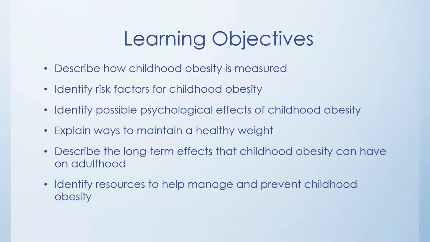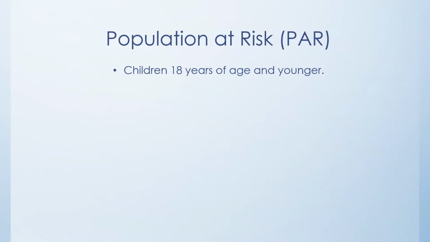Describe the long-term effects that childhood obesity can have on adulthood, because unfortunately, childhood obesity can affect you all the way into adulthood with chronic conditions, like mental health again. And I'd also like you to identify resources to help manage and prevent childhood obesity. So our population that we're most concerned with, our population at risk, is children 18 years of age and younger.